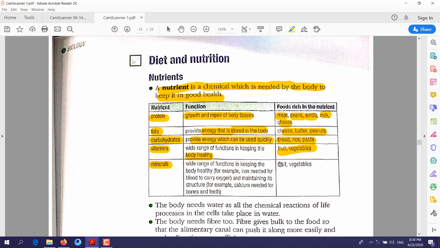Fruit and vegetables are the sources of vitamins. Minerals: our body needs minerals in very small quantities. We can also get them from fruit and vegetables. An example function of a mineral is iron. Iron is needed for blood to carry oxygen. This is one of the examples.